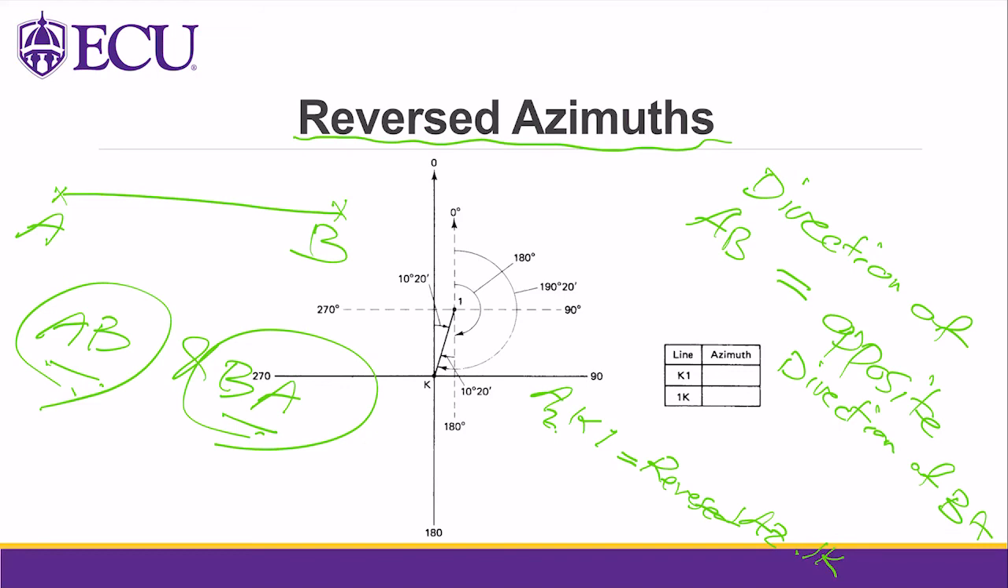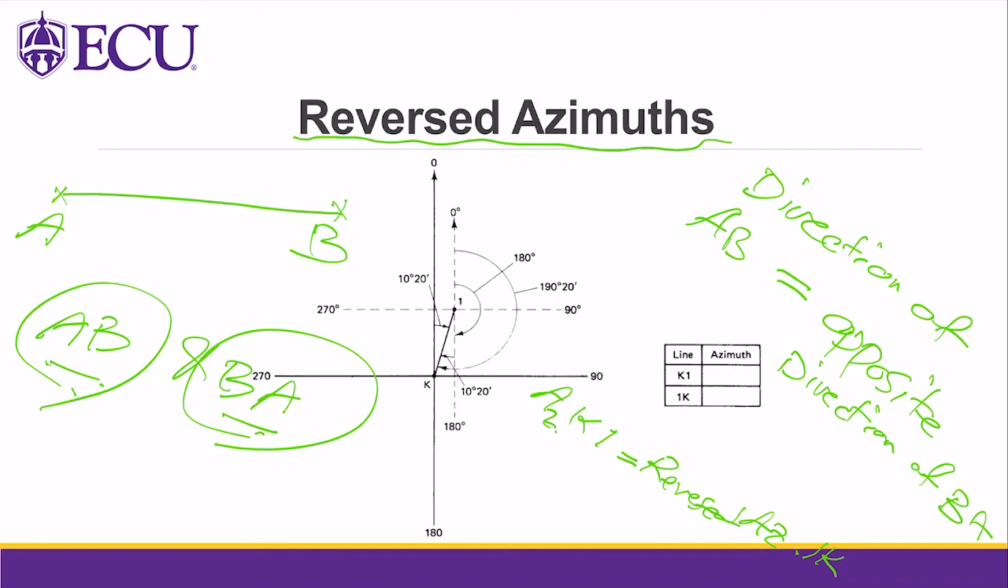Okay. And how to calculate it? It's easy. If it's greater than 180, subtract 180. If it is less than 180, add 180. Okay? You only deal with 180, either adding or subtracting. Add if it is less than 180. Subtract if it is greater than 180.